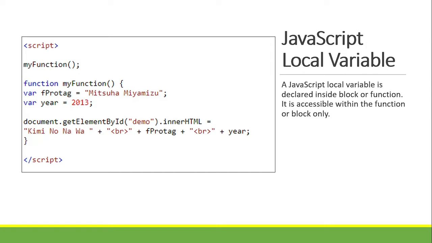Let's discuss first the local variable. A JavaScript local variable is declared inside block or function. It is accessible within the function or block only. It means na kapag local variable yung gamit mo, it is only accessible sa loob lang nung function na yon.